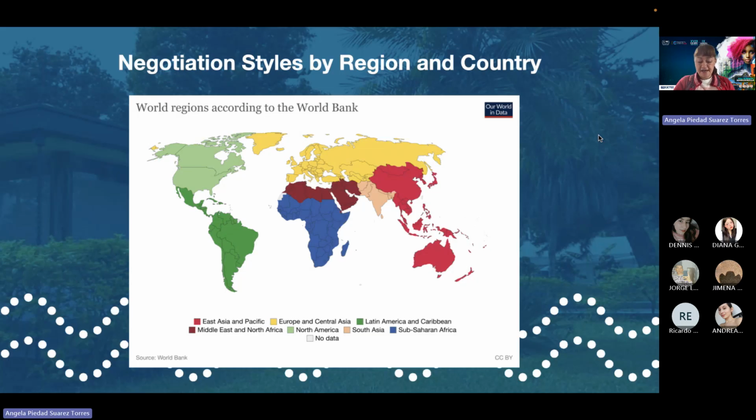We're moving to India. In India, ambiguity is accepted, and truth and appearance are negotiable. They prefer bottom-up agreement building. So they start with the details to go to the general idea, and decisions are often made by a single leader, but with input from middle-level negotiators.